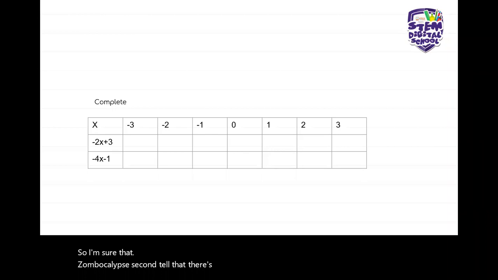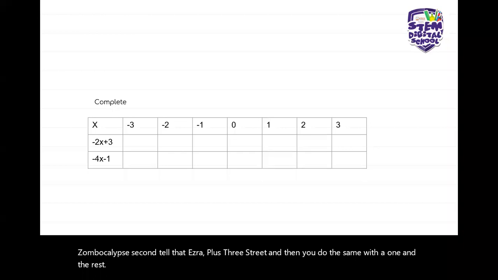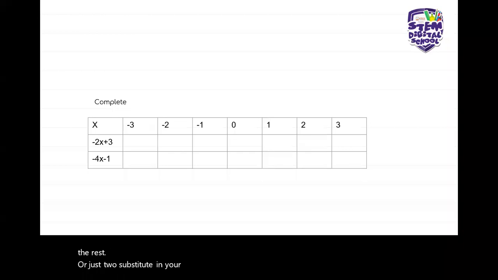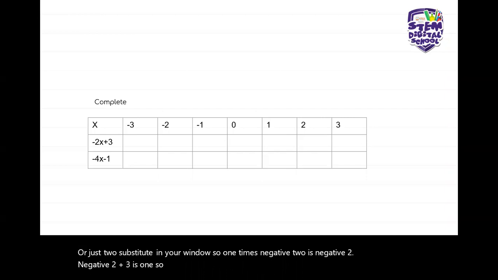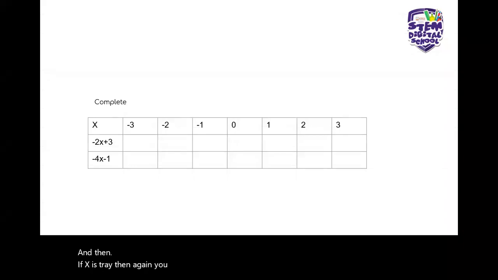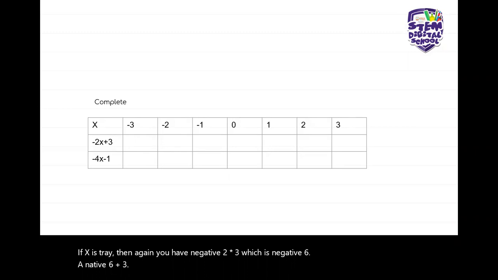And then you do the same with 1 and the rest, all just to substitute in your values. So 1 times -2 is -2. -2 plus 3 is 1. So you simply subtract 2 from 3. And then if x is 3, then again you have -2 times 3, which is -6. And -6 plus 3 is -3. Yes, thank you very much, Zamokuhle.